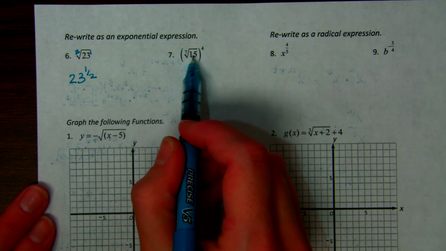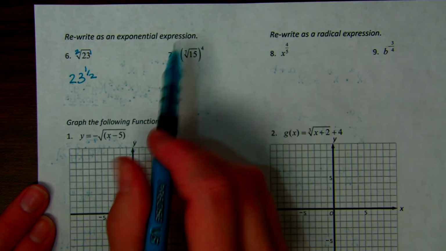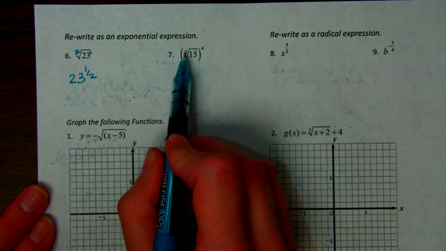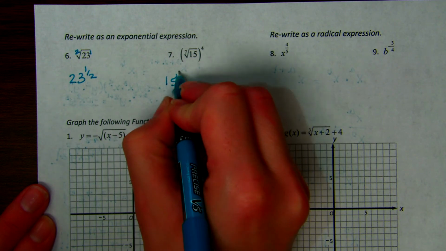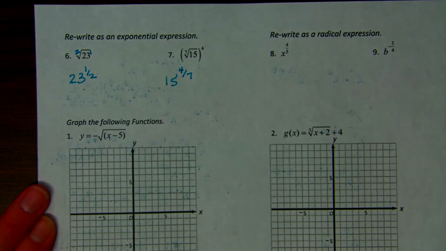And then 15, this is the 7th root of 15 to the 4th power. Again, the root goes in the denominator and the power goes in the numerator. So this is 15 to the 4 over 7. And that's all you are supposed to do with these. You are not supposed to do any calculating, just rewrite.